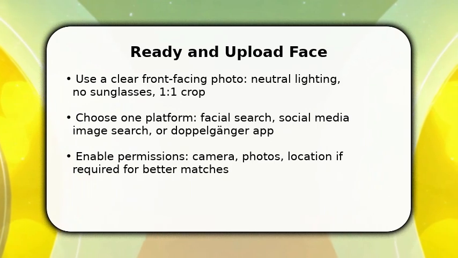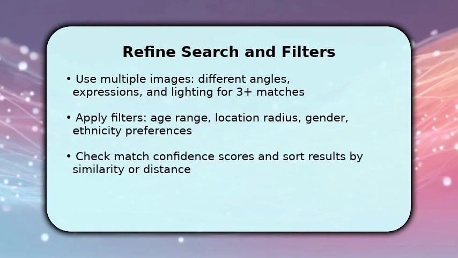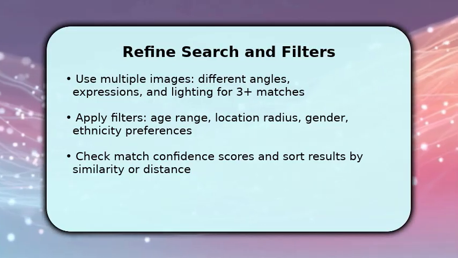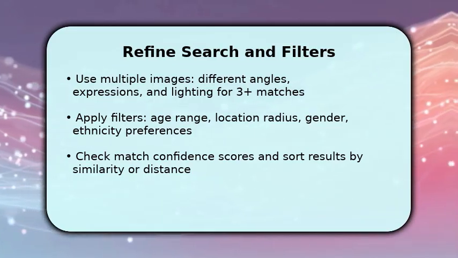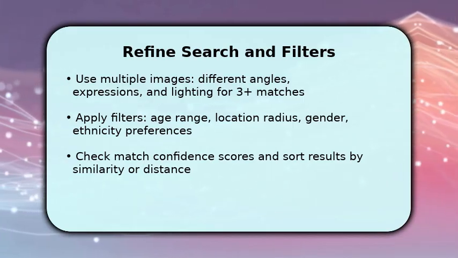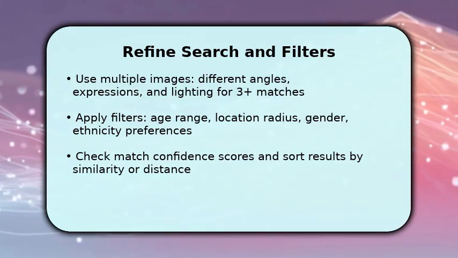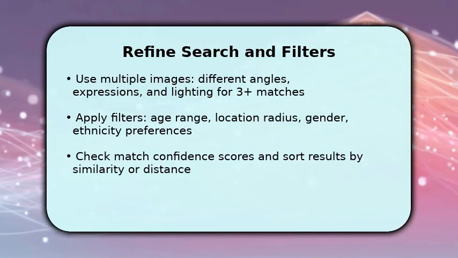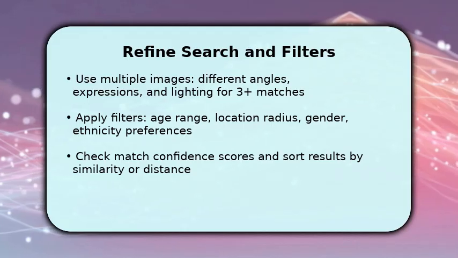Then continue. You now refine results by adding more images and adjusting filters so the algorithm focuses on relevant populations. Upload a side profile and a smiling photo to capture variable features, then set age range and location radius to trim the pool. Once set, inspect confidence scores and sort matches by similarity.